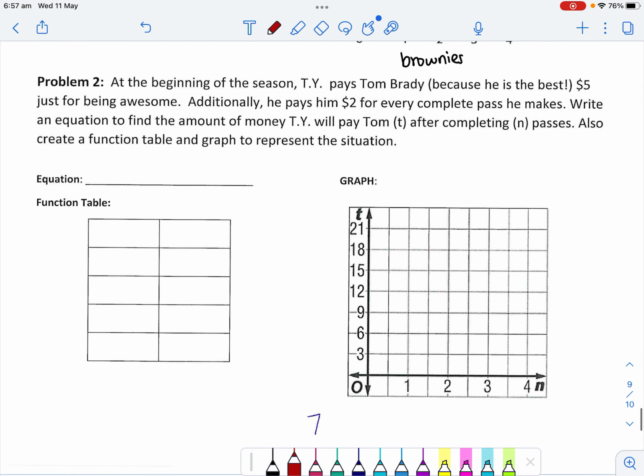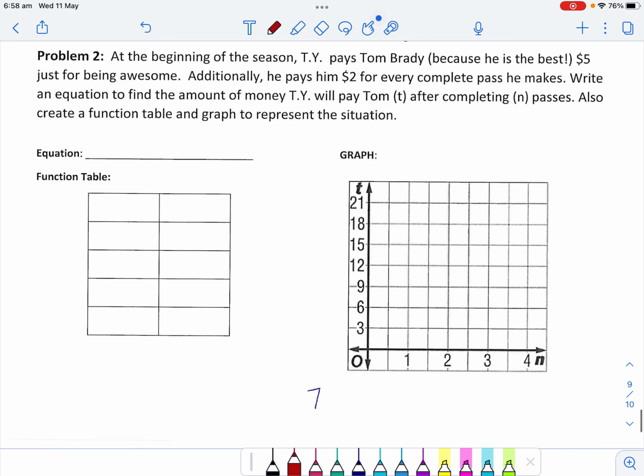Problem number 2 says, at the beginning of the season, T.Y. pays Tom Brady, because he's the best, not really, $5 just for being awesome. Additionally, he pays him $2 for every complete pass he makes. Write an equation to find the amount of money T.Y. will pay Tom after completing n passes. Also create a function table and graph to represent the situation.